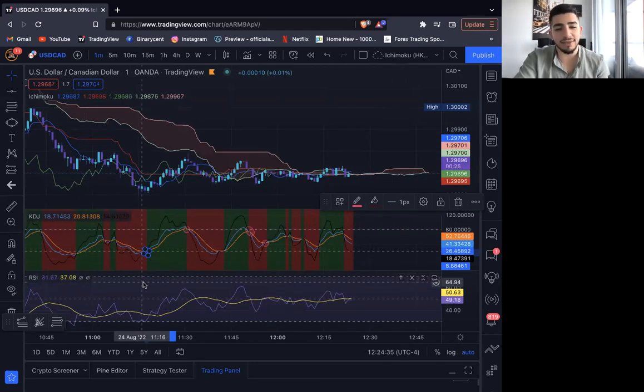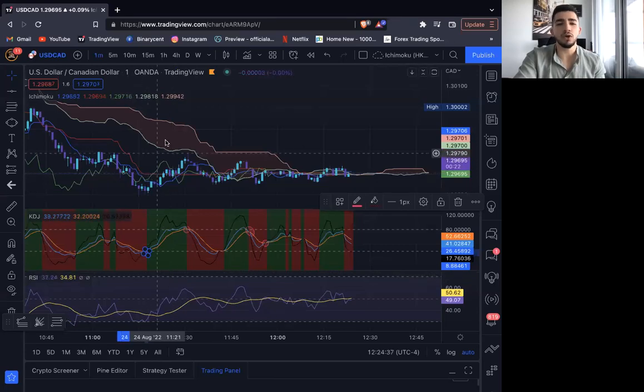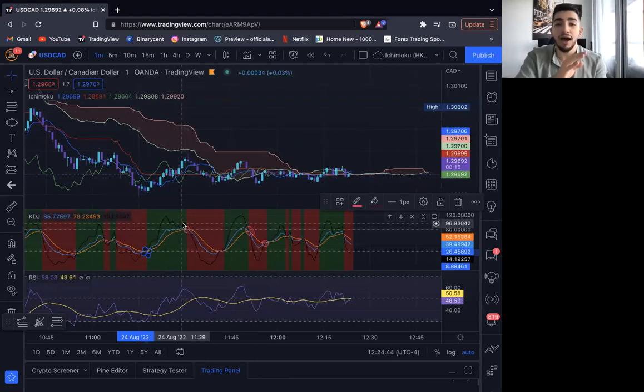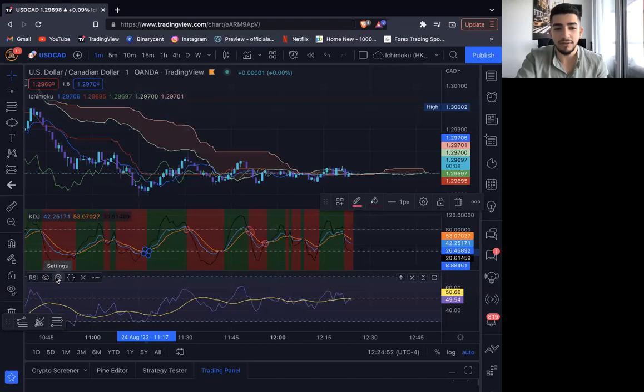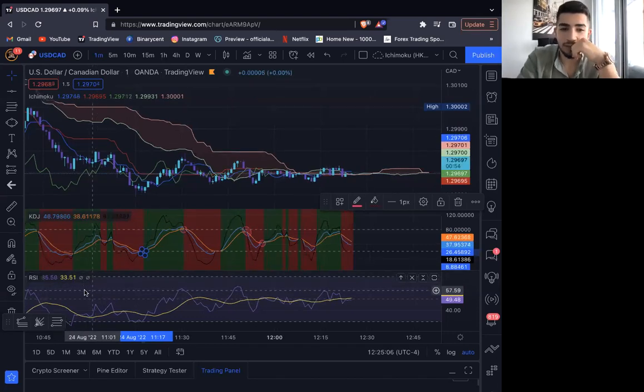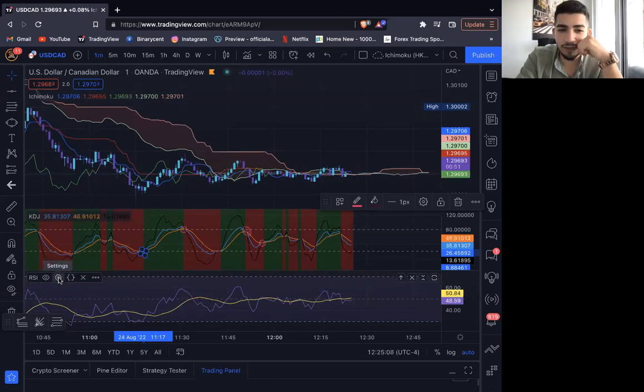Once you guys add this, in regards to Ichimoku and KDJ, I did not change the settings, right? Everything was default. For my RSI, because it's designed for a long-term trade, I'm going to change the settings and make it more compatible with binary trading. Now, the way I'm going to do that is I'm going to come down to settings.